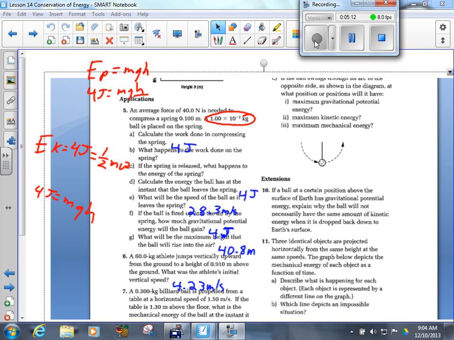All right, so yesterday we got to this point. We were talking about work done, and these were all basically work energy theorem questions here in question number 5. Calculating the work done in compressing the spring was force times distance, and you got 4 joules. If the spring is released, what happens to the energy of the spring? What will it do?